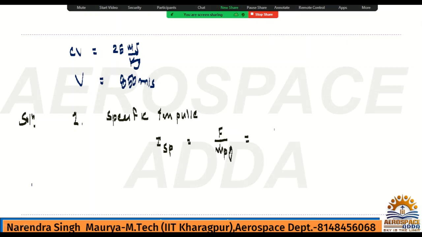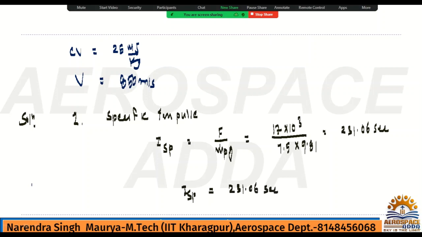What is the thrust? It is given 17 kilonewtons, so 17 into 10 power 3. M dot p, mass flow rate of the propellant, it is given 7.5. G they have not given, but you can consider 9.81. If you solve this, then approximately you will get, as you have calculated, 231.06 second. So this is the ISP. This is number 1.